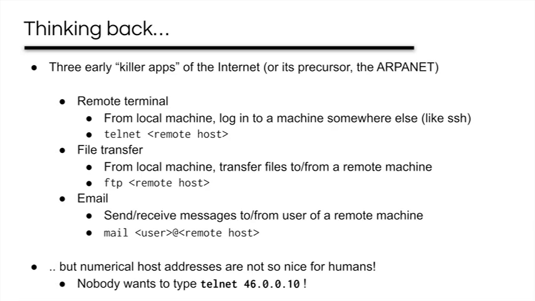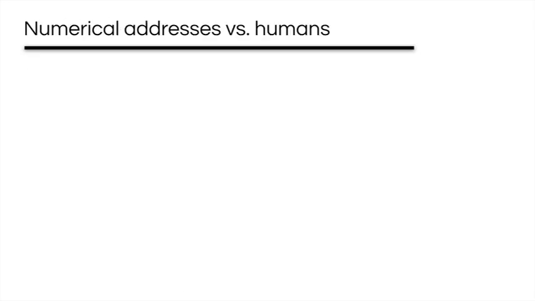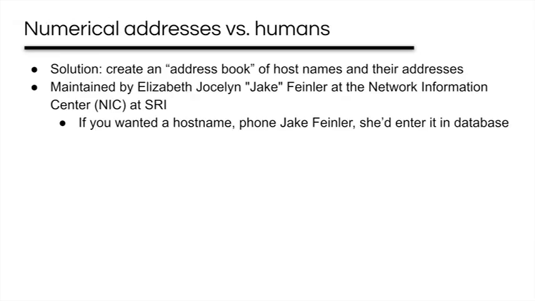And numerical host addresses were not very nice for humans. Nobody wanted to type telnet 46.0.0.10, for example. But that's all we've talked about so far, these numeric addresses. So the solution was to create an address book of host names and their addresses. And this was maintained by Elizabeth Jocelyn Jake Feinler at the Network Information Center at SRI. SRI, of course, being one of the first two nodes of the nascent internet.